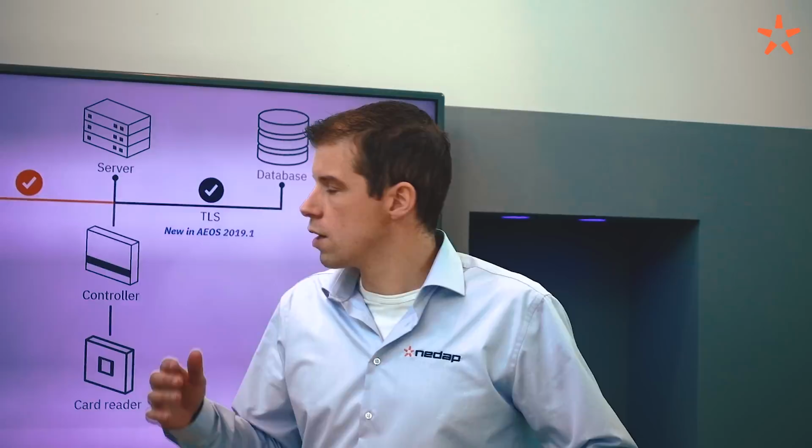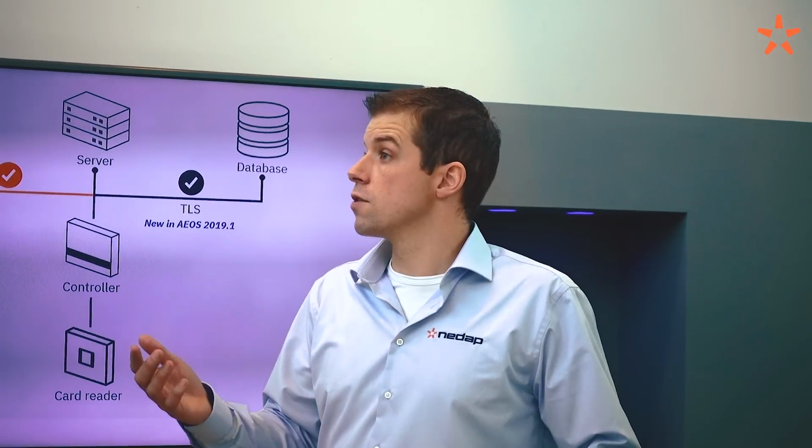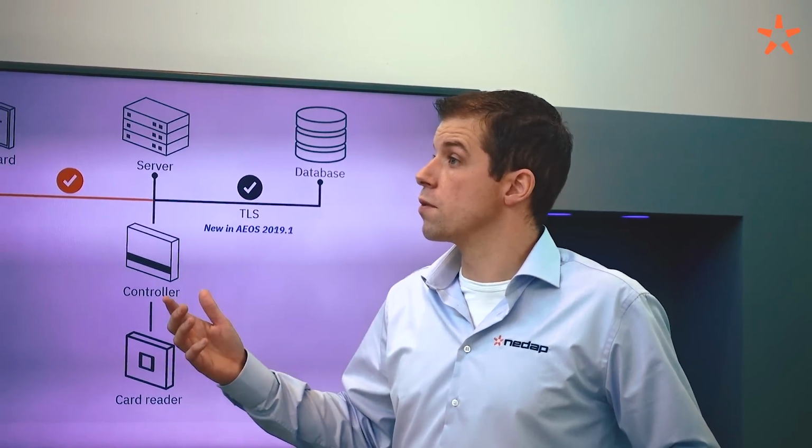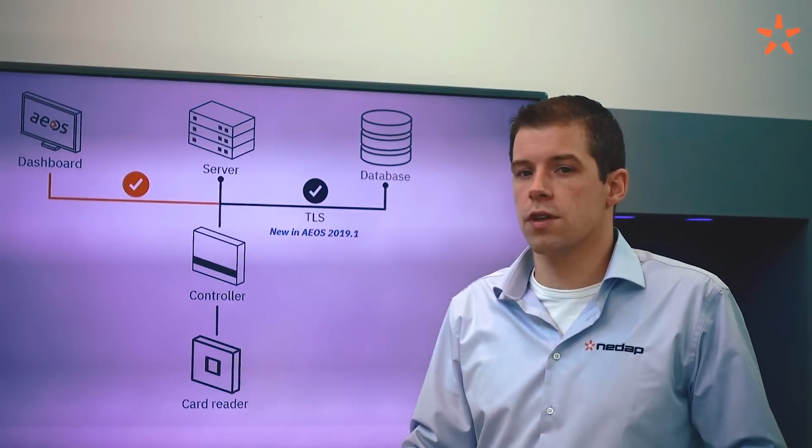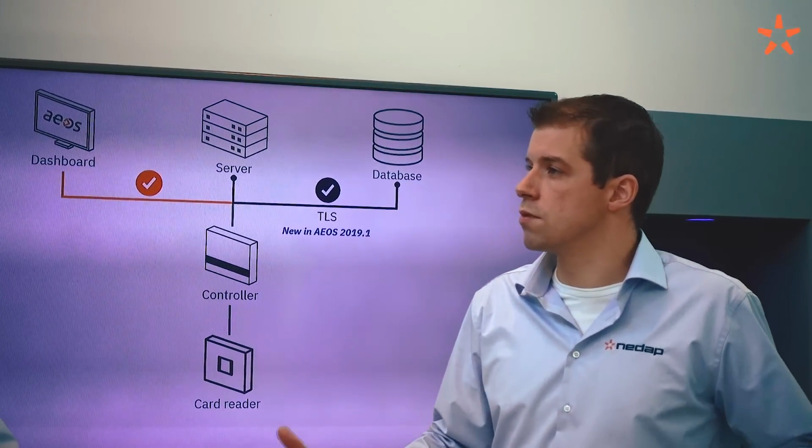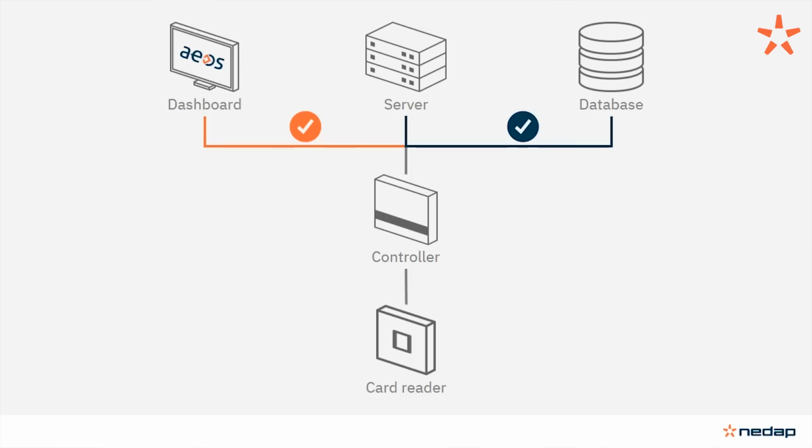Okay, so when I look at this picture, then I get the feeling that AEOS is on the server side pretty secured already. But how about the security at the controller and door side, so with the card readers? New in 2019.1 is OSTP version 2, also called OSTP secure channel, meaning third-party card readers can be secured via the OSTP protocol to our controllers.